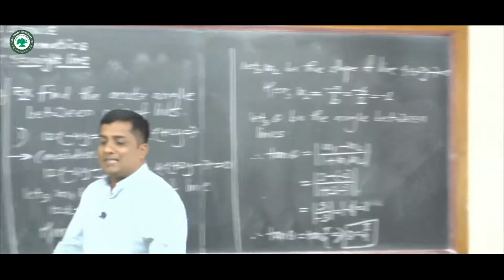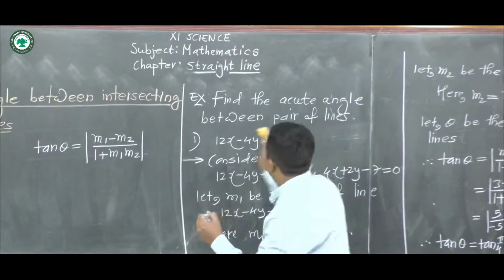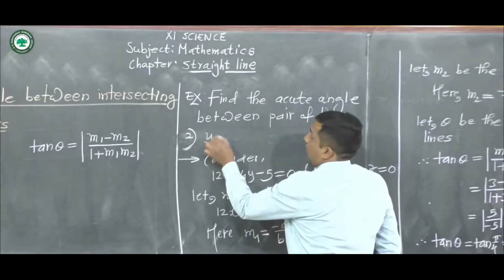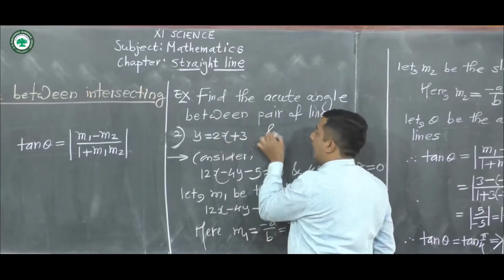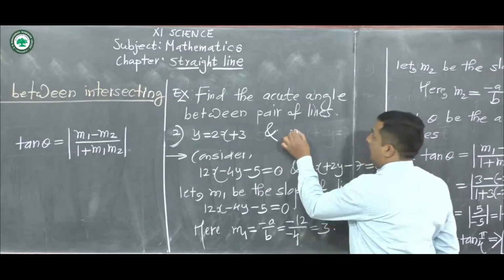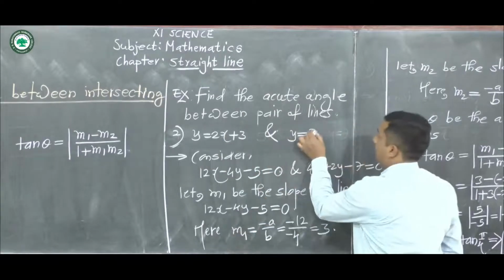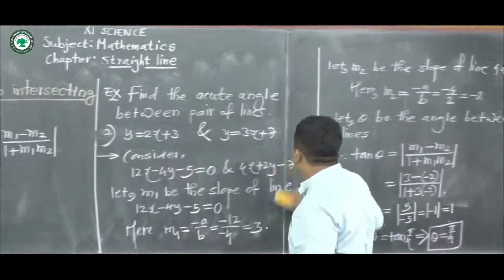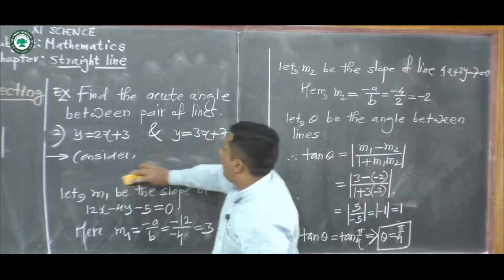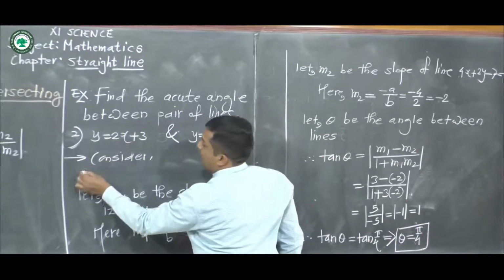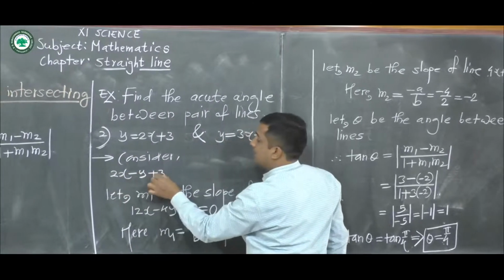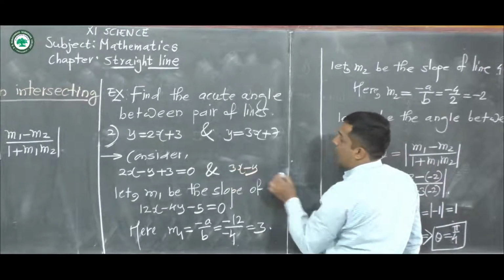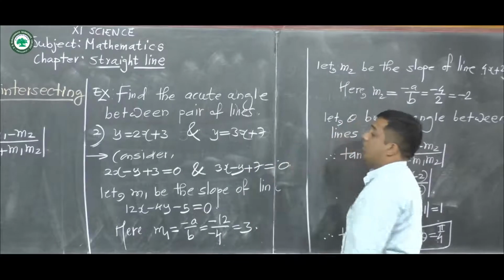So by using this formula and our definition of slope, we find the angle theta. Now we go with our second example. In the first, given y is equal to 2x plus 3, and in the second y is equal to 3x plus 7. Let us consider the equations again in the form ax plus by plus c equal to 0. So I write this equation as 2x minus y plus 3 equal to 0, and the second equation as 3x minus y plus 7 is equal to 0.